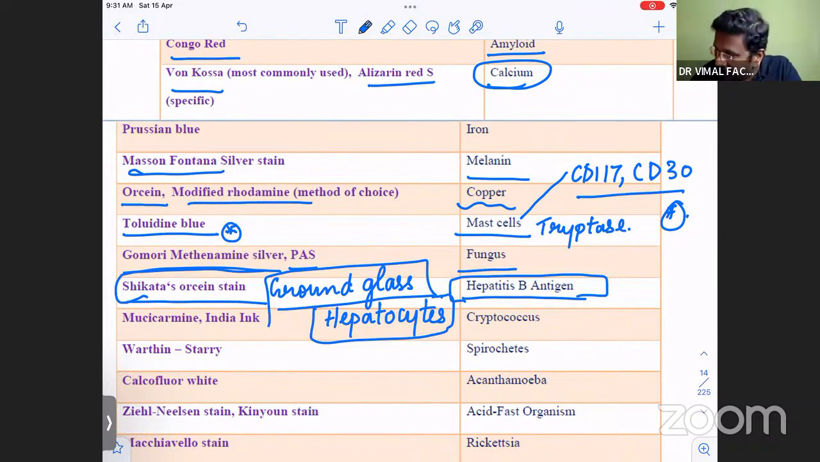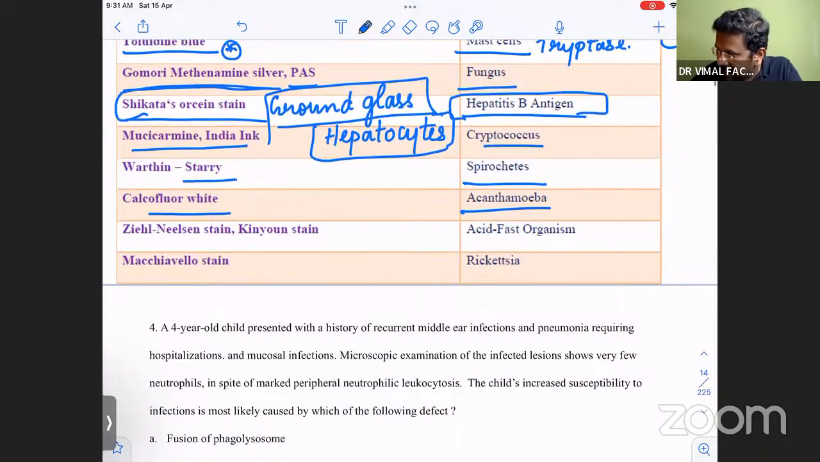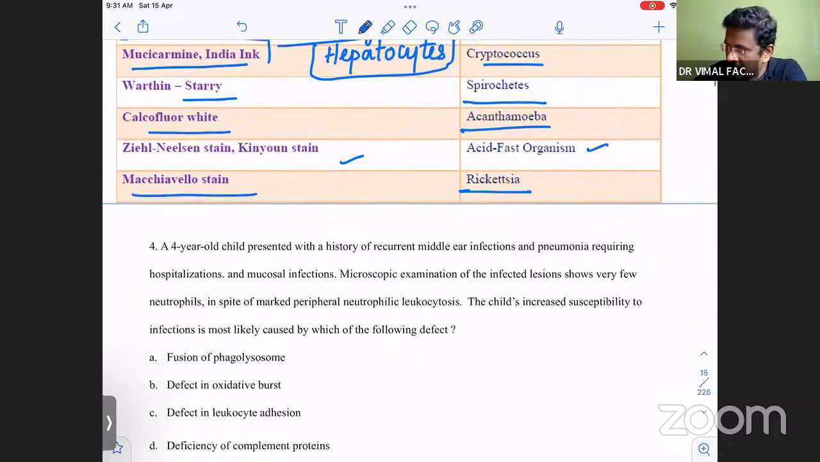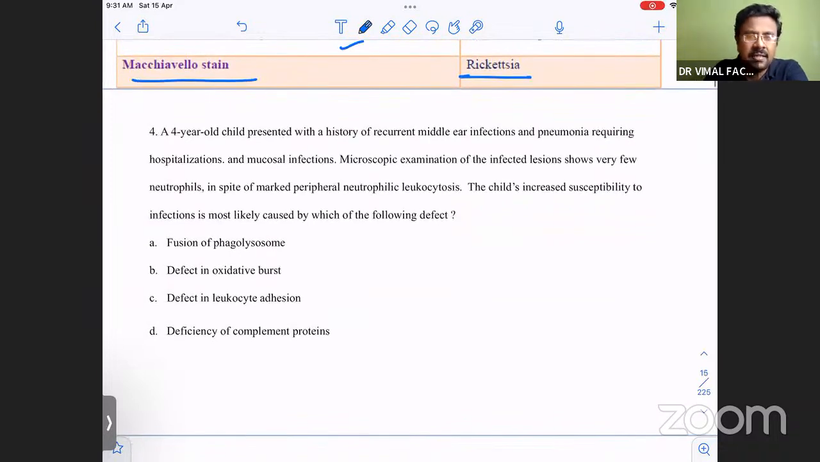Then mucicarmine and India ink for Cryptococcus, Warthin-Starry for spirochetes, and calcofluor white for Acanthamoeba, Ziehl-Neelsen and Kinyoun stain for acid-fast organisms, and the Macchiavello stain for rickettsia. In microbiology also you will be learning this. So that was just a quick recap of your special stains. Now moving on to the next question.